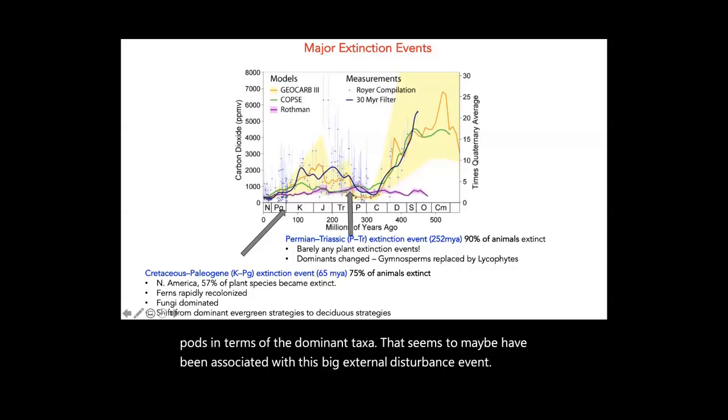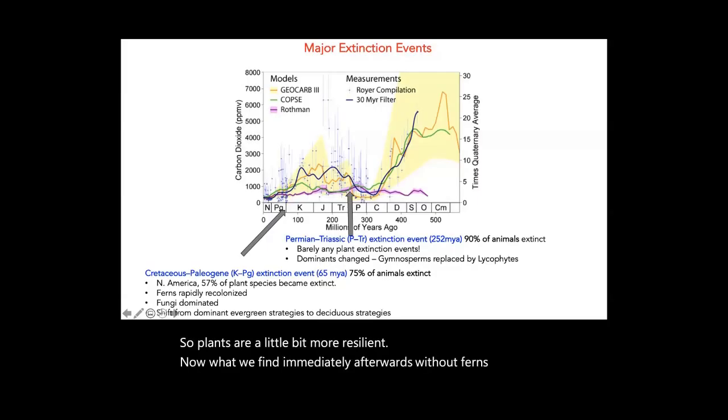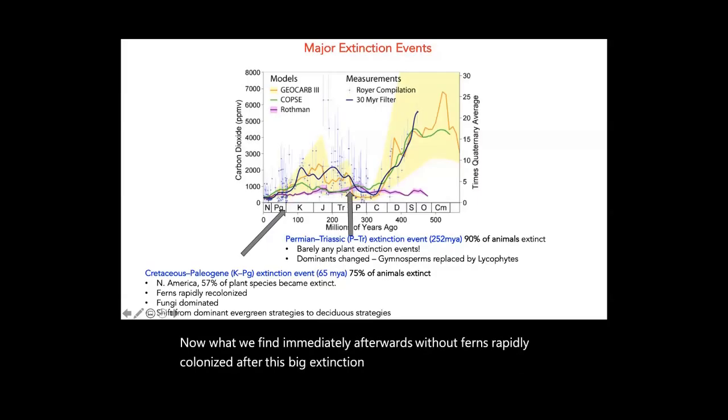Now, the Cretaceous-Paleogene event led to the extinction of about 75% of animals. But what's interesting is that only about 57% of plant species became extinct. So plants are a little bit more resilient. What we find immediately afterwards is that ferns rapidly colonized after this big extinction event. And also during this time, fungi started to dominate as well. And we see this shift from dominant evergreen species to deciduous species.